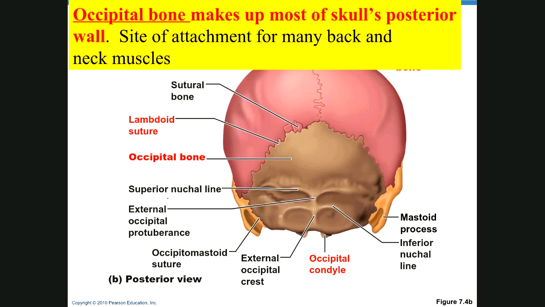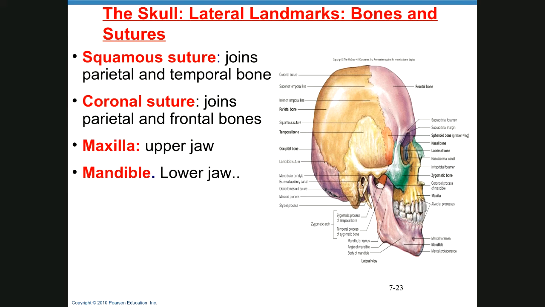So the occipital bone makes the back part of the skull, the posterior wall of the skull, and it is the site of attachment of muscles of the neck. Again, here you see the squamous suture right there, coronal suture over here. The maxilla up here is the upper jaw bone. The mandible is the lower jaw bone.